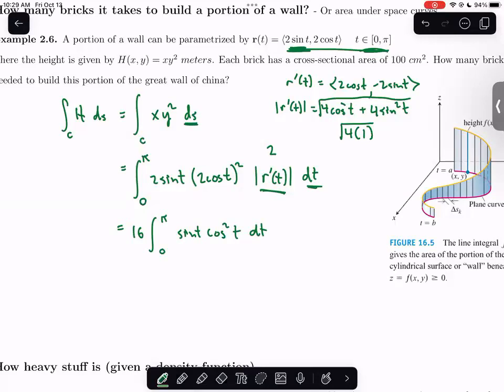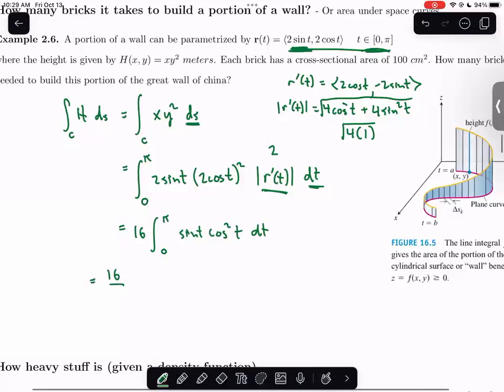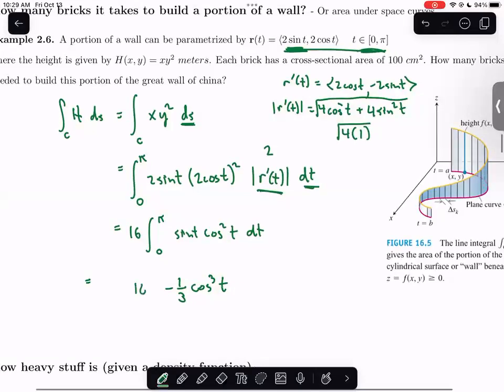Now I can go ahead and integrate. This is going to be a small u substitution, right, where u is equal to cosine. And so when I integrate this, what I'm going to have is negative 1/3 cosine cubed t. Of course, you can double check. If I take the derivative of this, I should get back to where I started. So I'm not going to factor out this 1/3 quite yet. We need to evaluate that from 0 to pi.